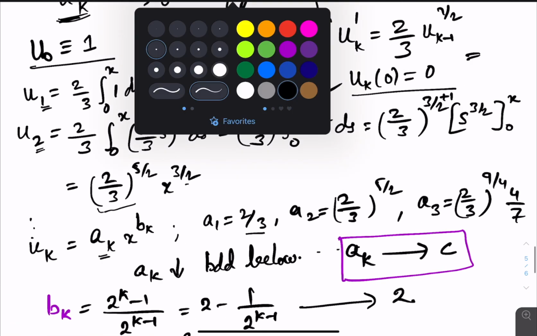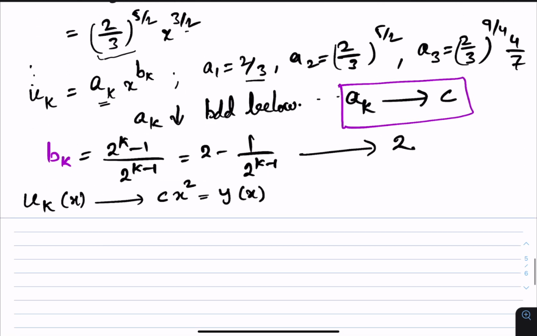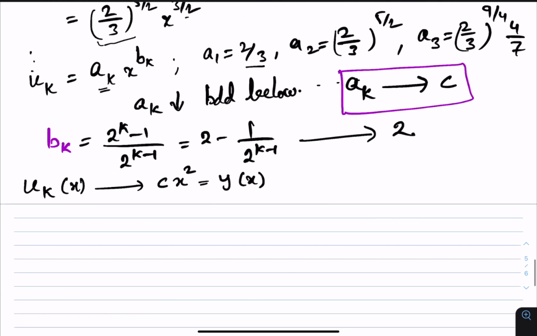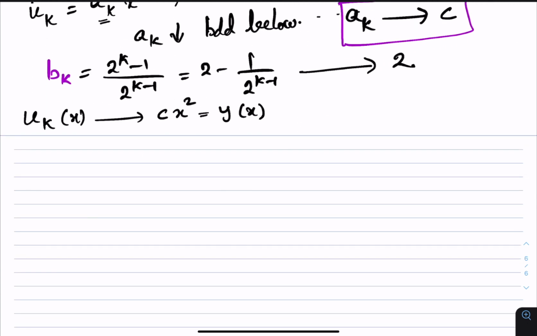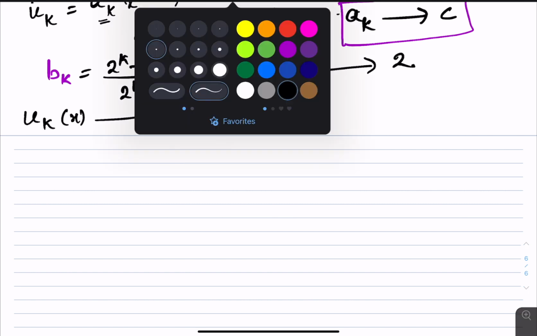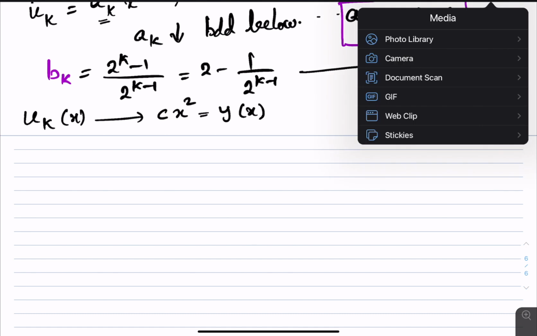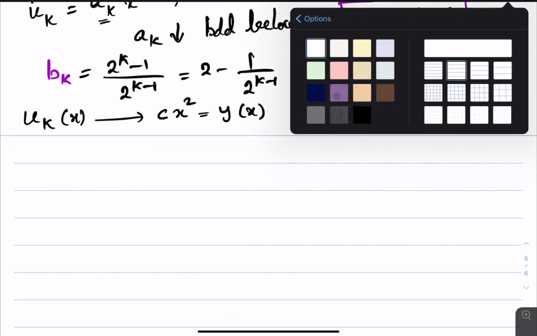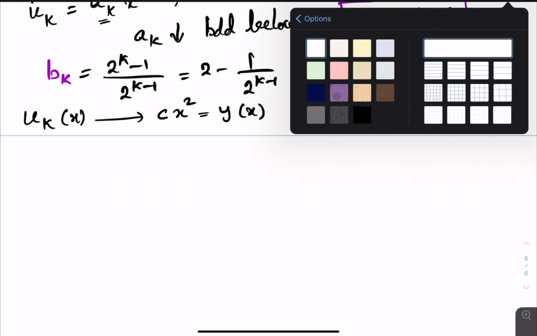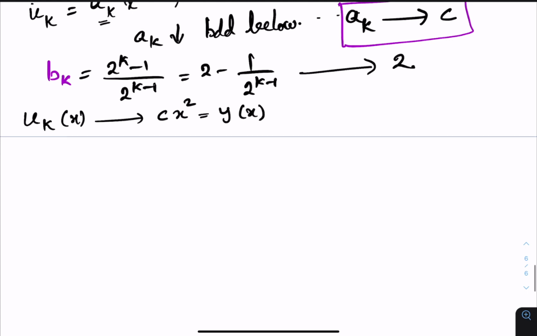By the Picard's iterative process, all these uk's were converging to y, where this y is c x square. If we find c, then we have found y. Now, finding c. So how do you find c?